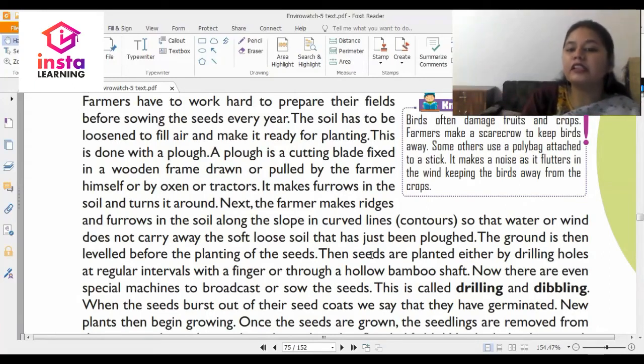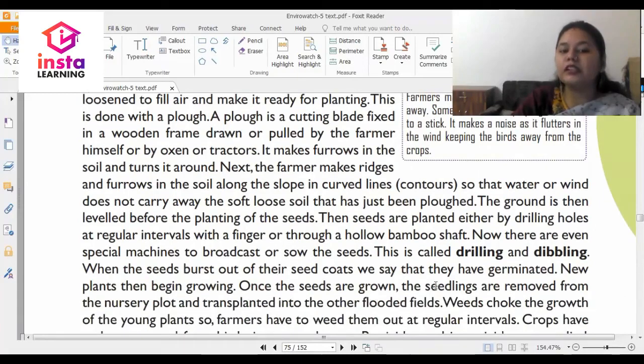Then what happens? The seeds are planted either by drilling holes or at regular intervals with a finger or through a hollow bamboo shaft. Now there are even special machines to broadcast or sow the seeds. This is called drilling and dipping. When the seeds burst out of their seed coats, we say that they have germinated. Remember, we started germination in the previous chapter, and the new plant begins to grow.